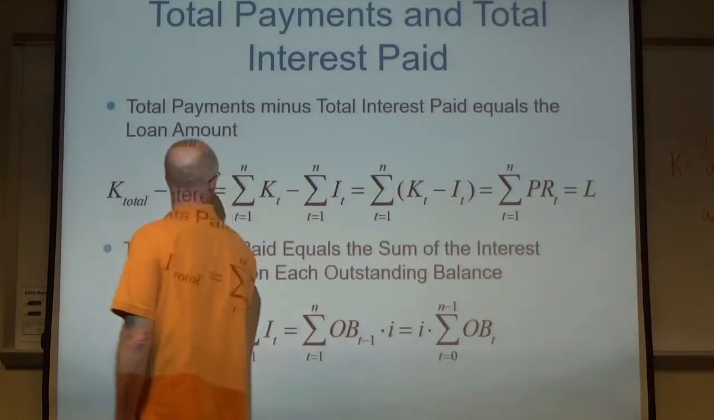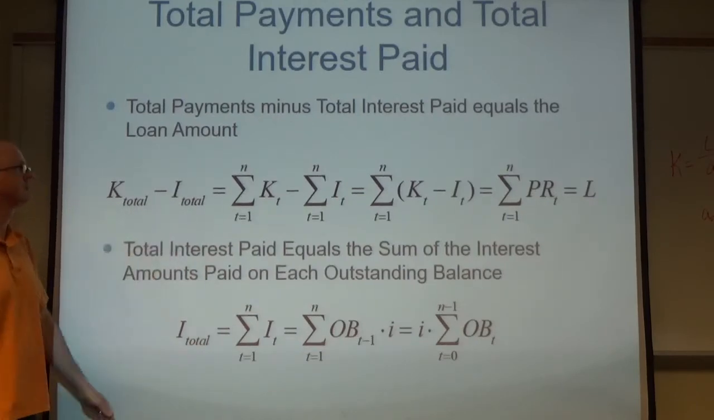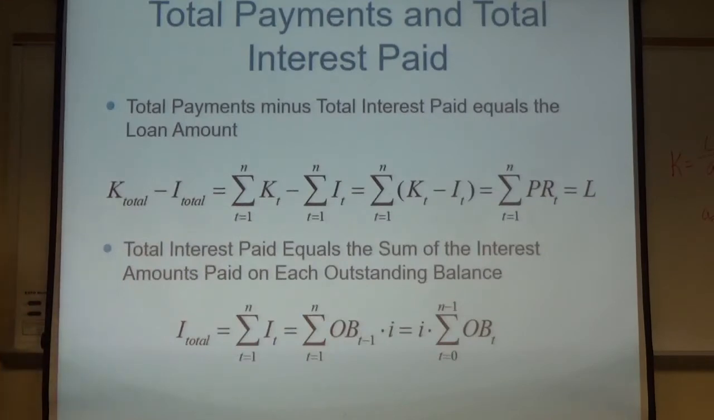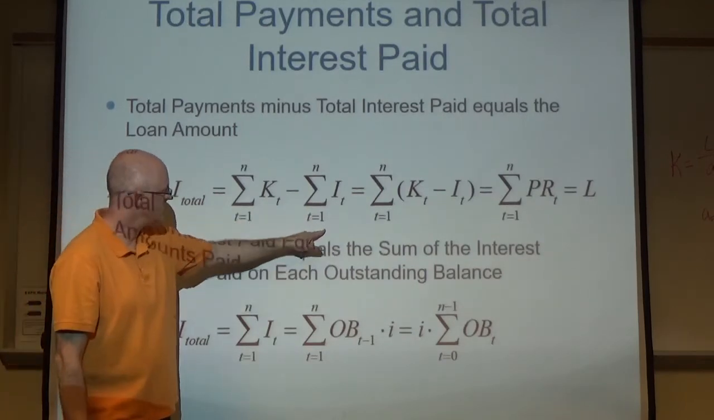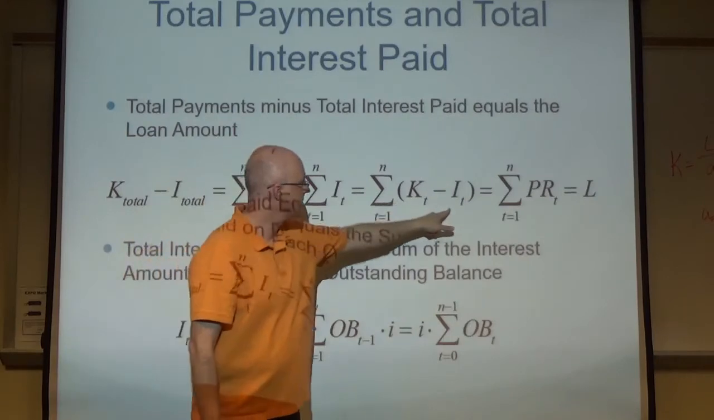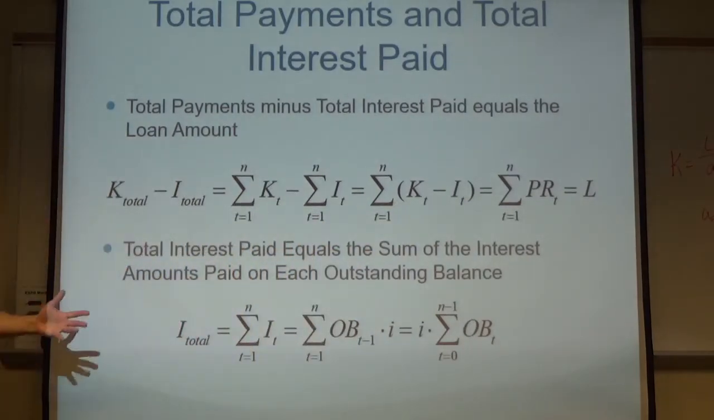Total payments minus total interest paid equals the loan amount. K total minus I total does equal L. Okay, and you can algebraically verify it like that. This could be thought of as a sum of all the payments. This could be thought of as a sum of all the interest payments. By properties of summation, you can combine those, and those are your individual principal reductions at your various times, and that simplifies to the loan amount.